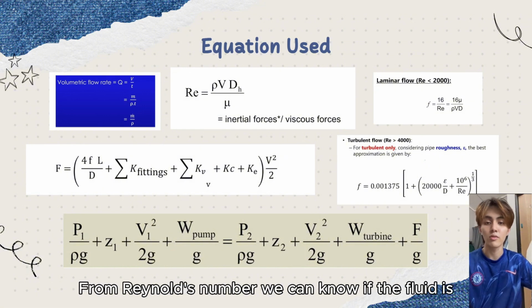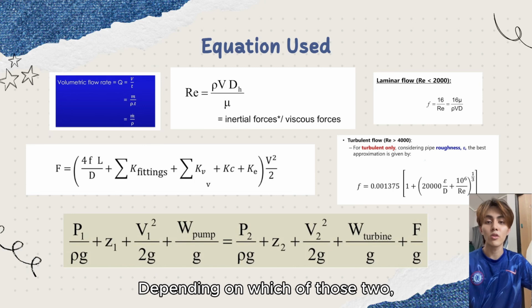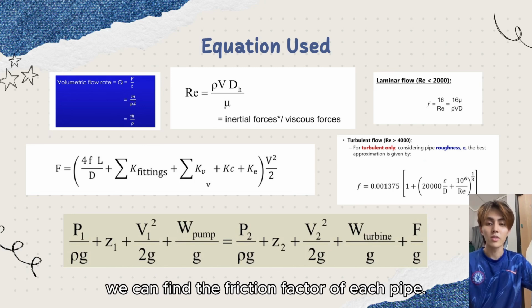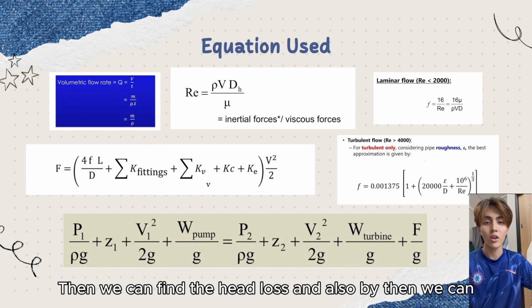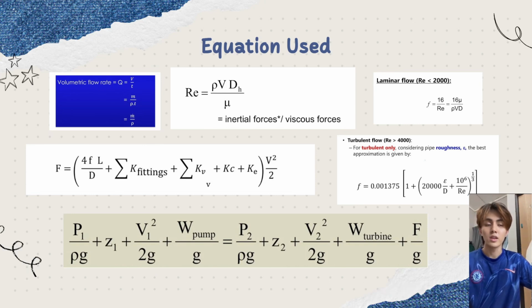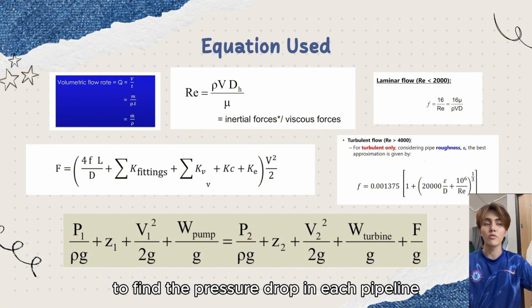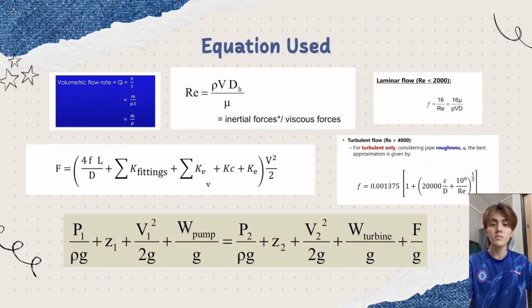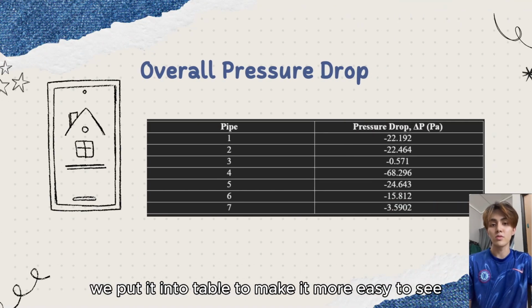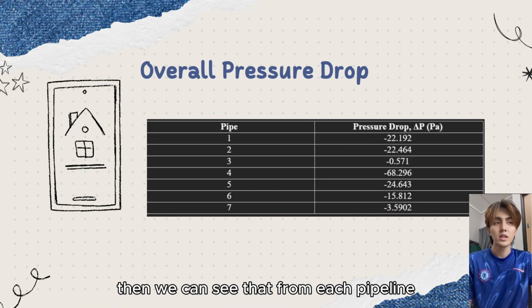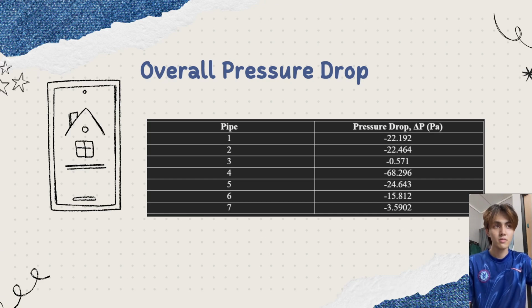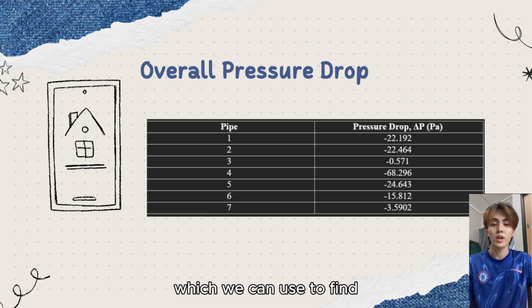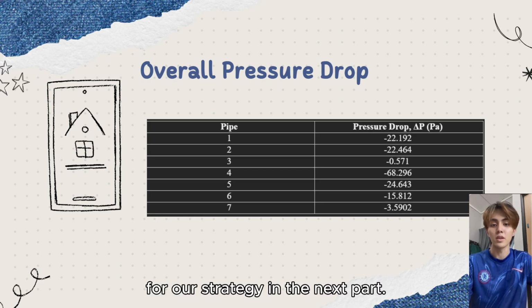From the Reynolds number, we can know if the fluid is laminar or turbulent. Depending on which of those two, we can find the friction factor of each pipe. Then we can find the head loss, and by then we can substitute into the last equation, which is the bottom, to find the pressure drop in each pipeline. So from this, we put it into a table to make it easier to see. Then we can see that each pipeline has a significant pressure drop, which we can use to find our strategy in the next part.